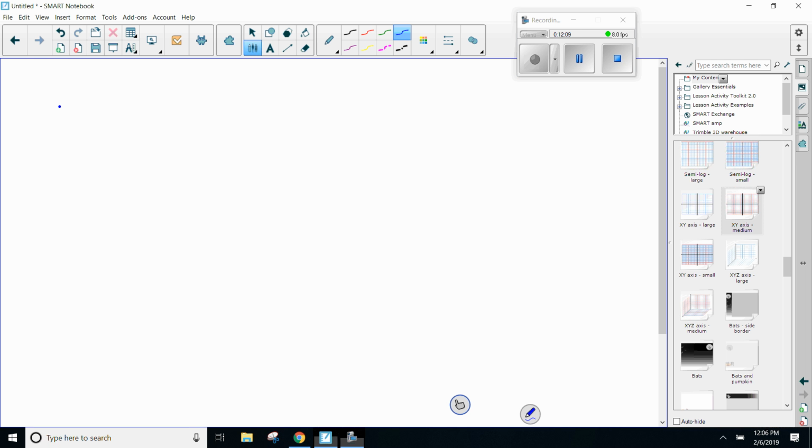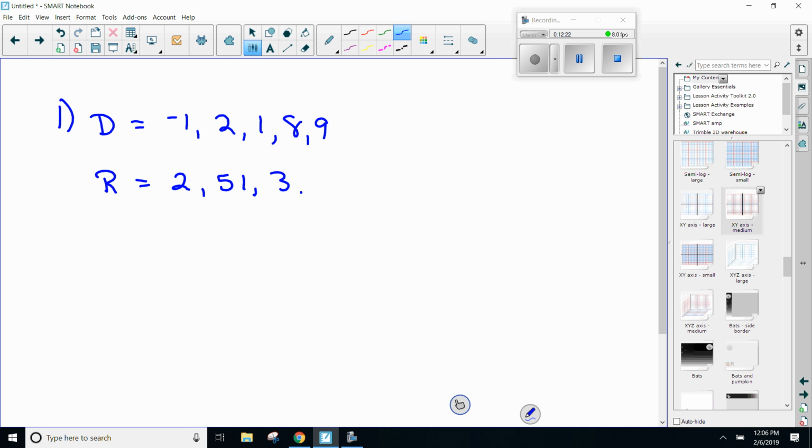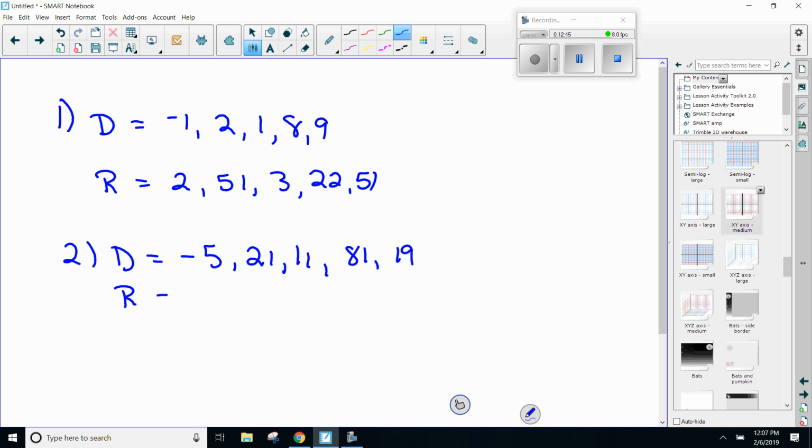Number 1. What's the domain? -1, 2, 1, 8, and 9, right? What's the range? Not so bad, right? Now that you know what they actually mean. 2. Domain? Did you get those? 5 points. 1, 2, 3, 4, 5. 5 points. Range?